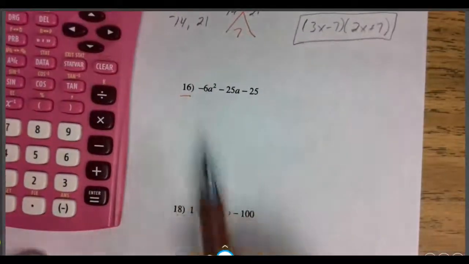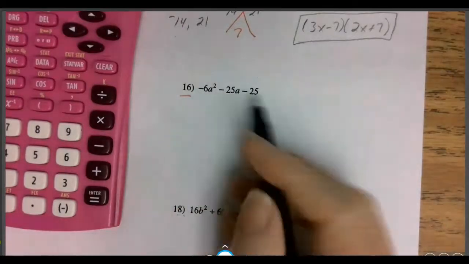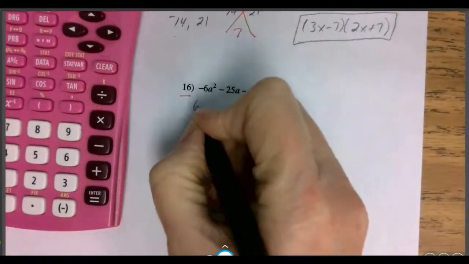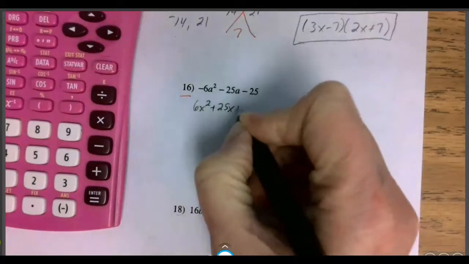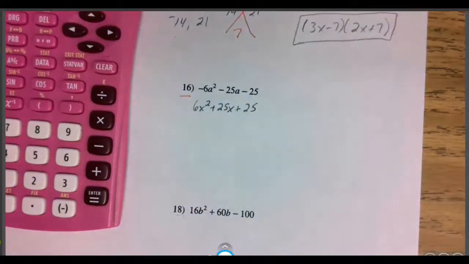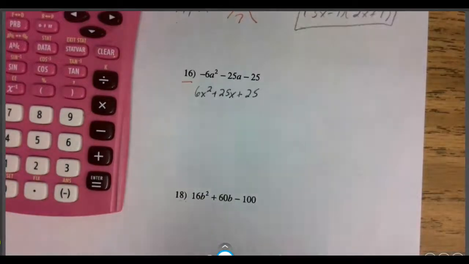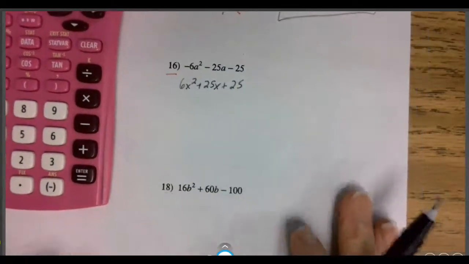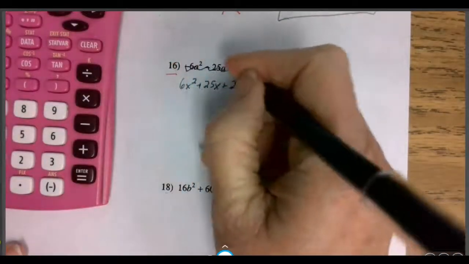Okay, 16. I want you to rewrite it, because I don't want you to have to deal with it. Just change all the signs all the way across. So this is 6x squared plus 25x plus 25. We're just going to change the signs all the way across, just for now. Don't worry about it. I'll teach you how to do that and what we're doing later, but just change them all. So this is now the problem we're doing.